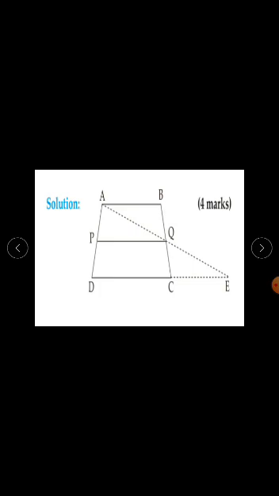Now see, AB is parallel to DE on transversal AE. Angle BAE is congruent to angle DEA. Parallel lines, transversal. So these are which type of angles? Alternate angles. Angle BAE is congruent to angle DEA by the alternate angles theorem. For BAE we can write BAQ because A-Q-E, and for DEA we can write CEQ because D-C-E.